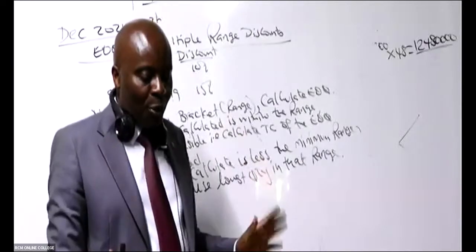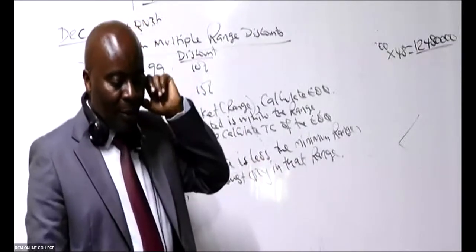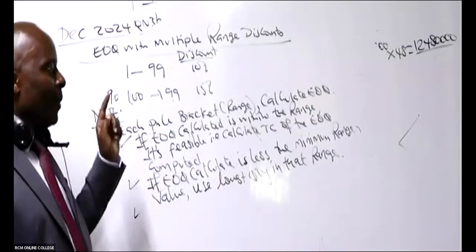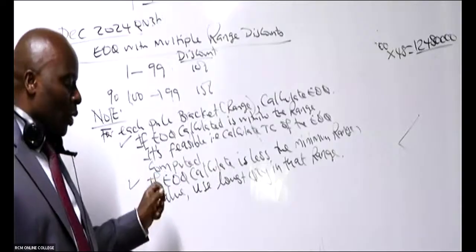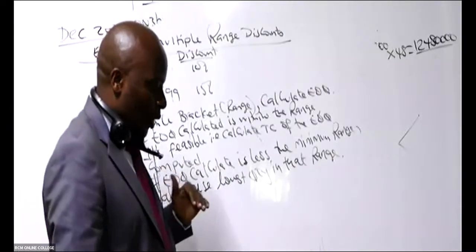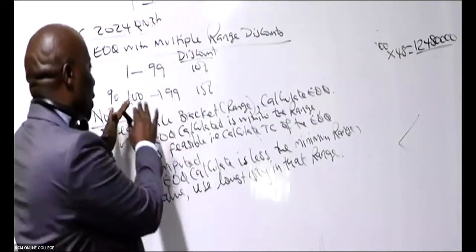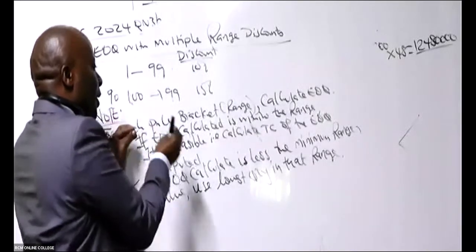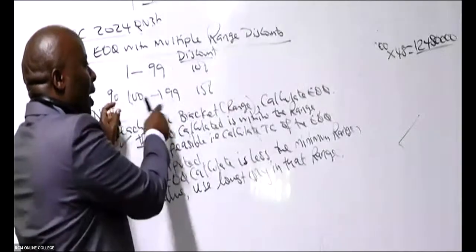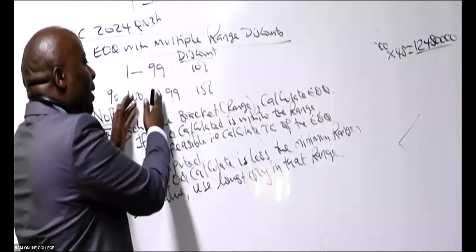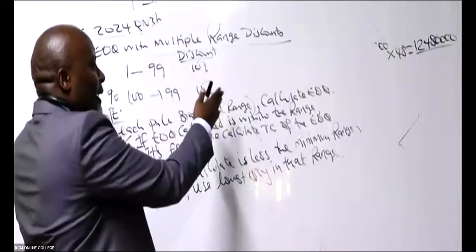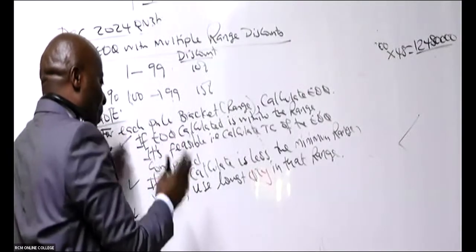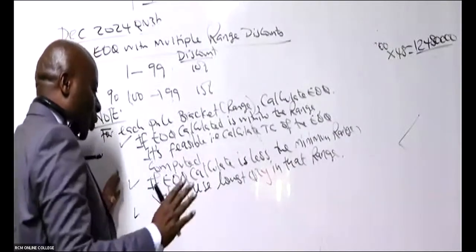So if EOQ computed is bigger than the maximum range value, what shall we always do? You ignore. So if you're using this range, you are computing EOQ, get 240. Where is 240 in this class? It's outside. It's bigger than this. So if it's too big for the shoe, you ignore that one.